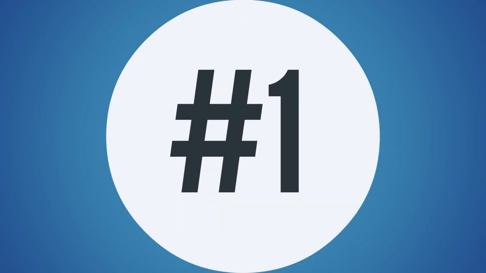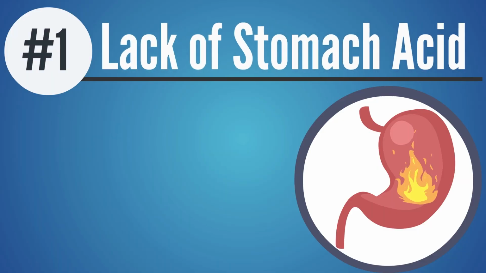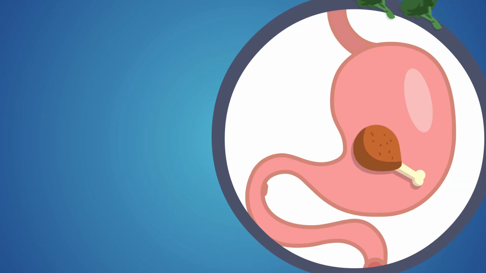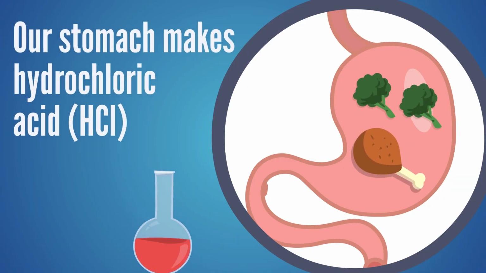So the number one and the most common cause that can create a loss of appetite for your clients is a lack of stomach acid. Even if a client isn't taking a medication that can turn off stomach acid, it's really common today for people not to be making enough stomach acid. And when a client eats food, their stomach should make hydrochloric acid, or HCl. And this HCl is meant to help us acidify and break down that food so that we can get the nutrients out of that food.